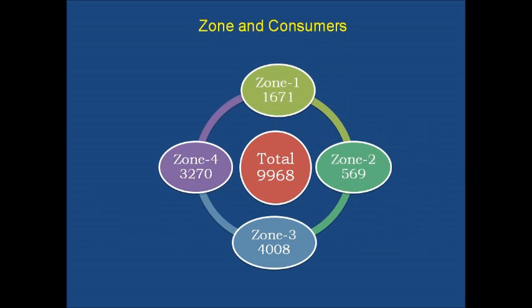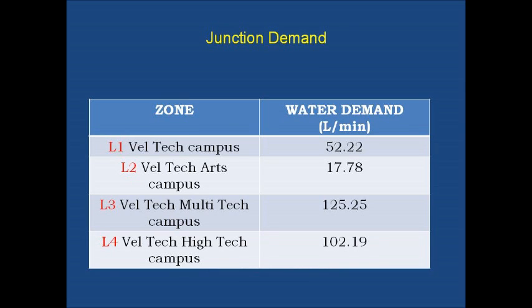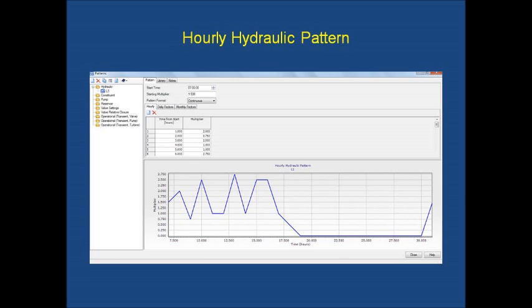The zone and consumers of our project. Totally we have 4 zones and the total consumers are 9968 consumers. The junction demand: we have 4 campuses and so we have 4 zones, and each has its own water demand.